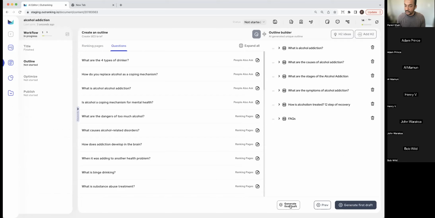And if you don't intend to generate the first draft, click this and it will exclude the process of generating the first draft and just give you outlines in the editor. But we will generate the first draft for this one.